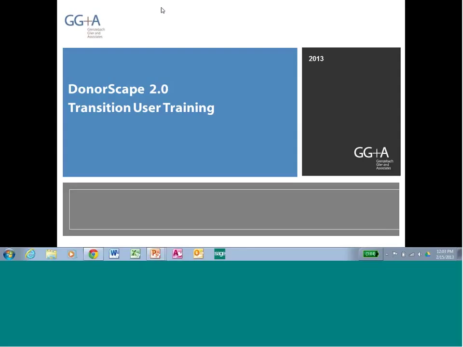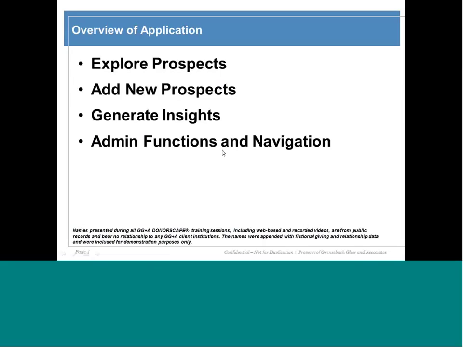I'm Kat Banakis from the analytics team here at GGNA, and we are so incredibly excited to share the new DonorScape with you. Today, we're going to be going over some of the differences between the new and the old site in terms of how to explore prospects, how to add new prospects, a new feature called Generate Insights, and some reorientation around the admin functions and navigation.